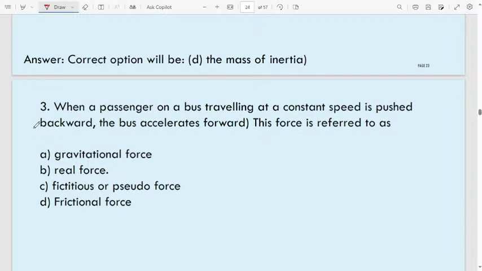Let us move to the next question. It is also an easy one. You can answer easily. Concept questions I will explain more. Easy questions I will go through fast.